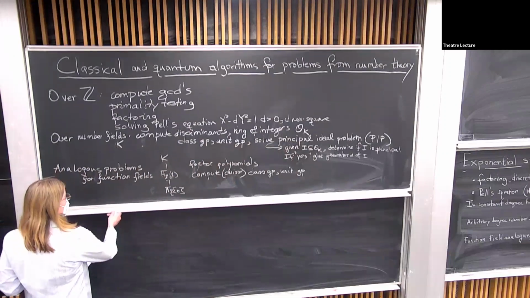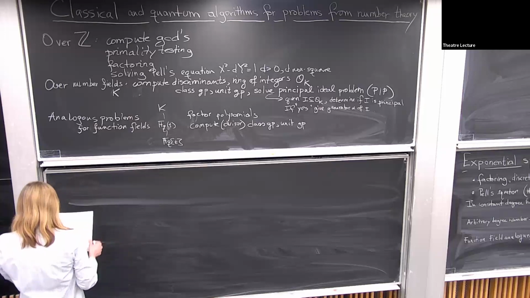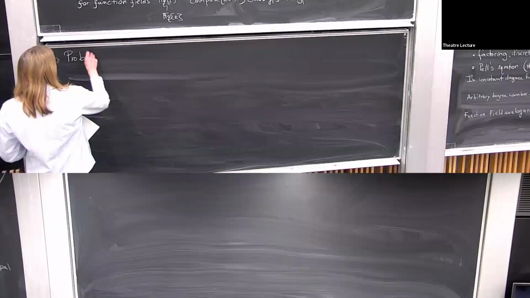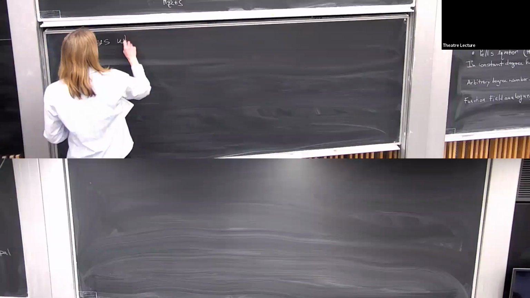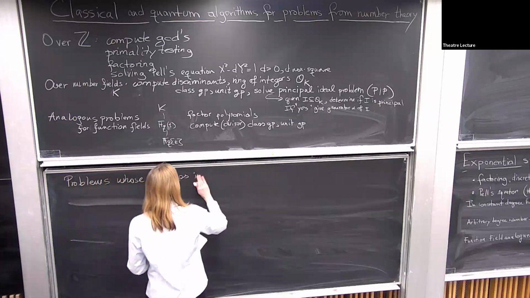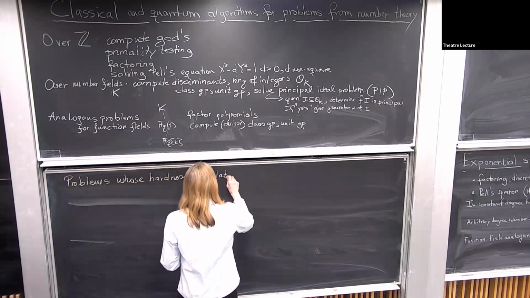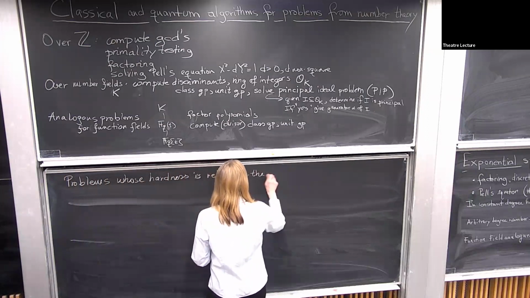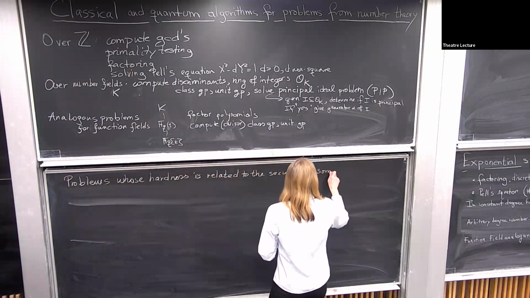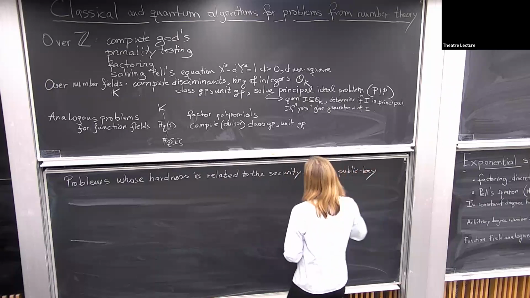And then there's a second group of questions. Another source of computational problems: problems whose hardness is related to the security of some public key cryptosystem.